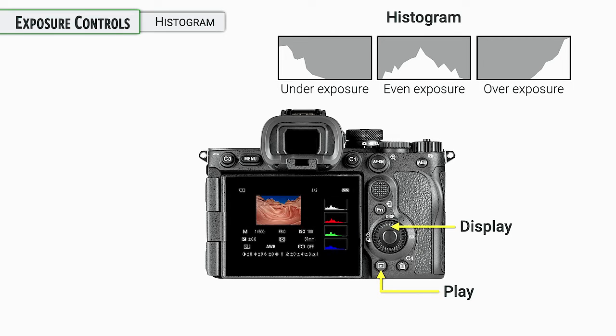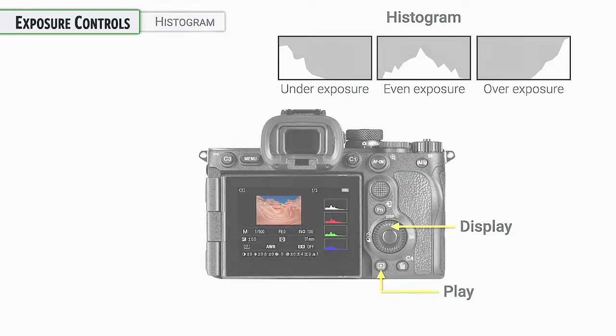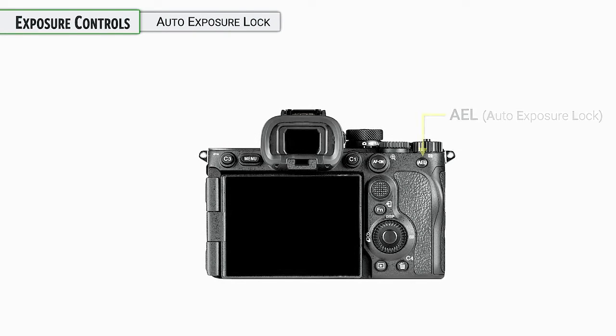Now, you can also see it in the playback mode. You'll hit the display button to cycle through the different display options, and here you get to see it in red, green, and blue, so you can see how each channel is doing and whether it is overexposed or underexposed. That can be a very helpful technique to use. The auto exposure lock button on the camera is something that some people use and some people don't.